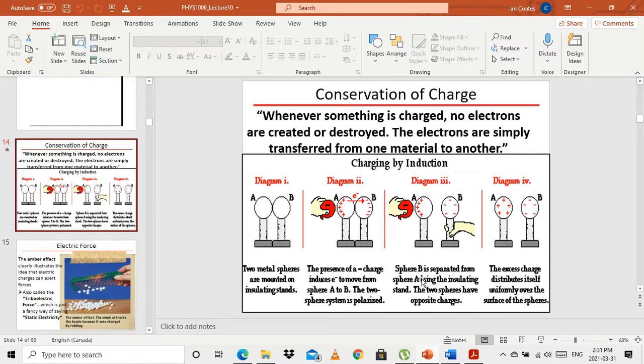So sphere B is now separated from sphere A. So they were touching. So now I've separated them. B has taken all the electrons. A is just pretty much positive here. And the two spheres there, they have an opposite charge. Okay. So you see, we can play with charges here.